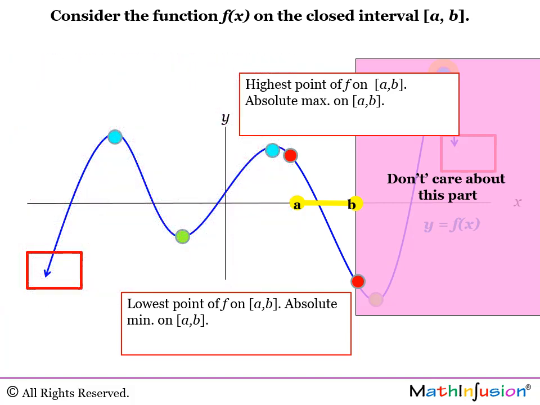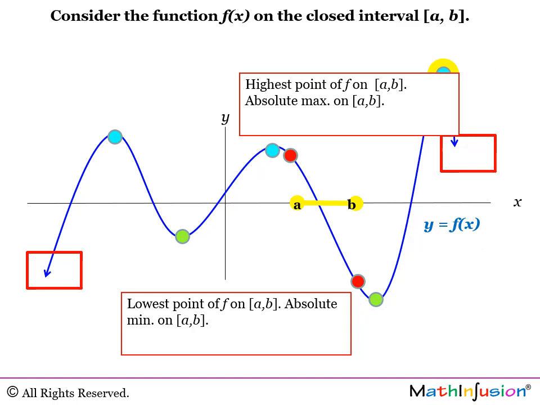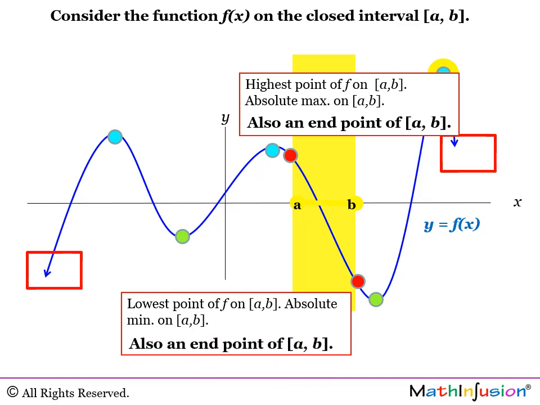Now let's do as before. Let's relate now those 2 points to the whole graph. This is the endpoint, if you can see. It's the point where x equals a. And this one is also an endpoint. This is the point at which x equals b.